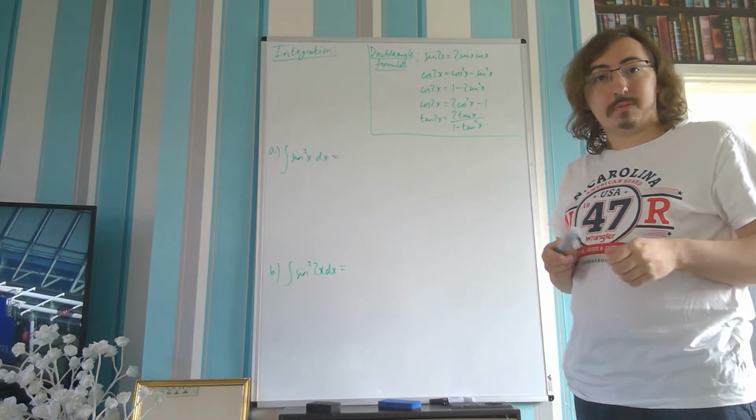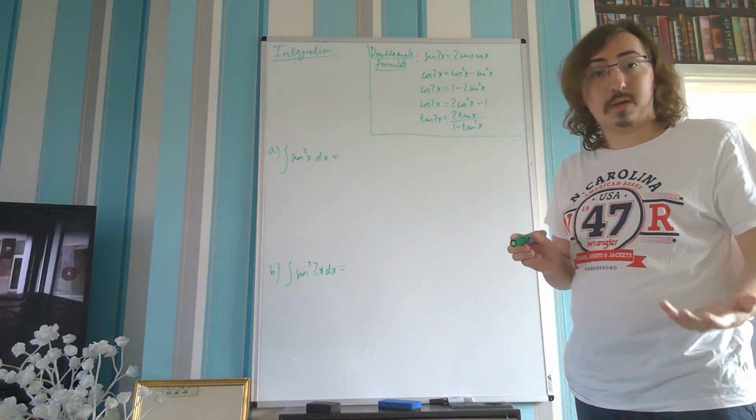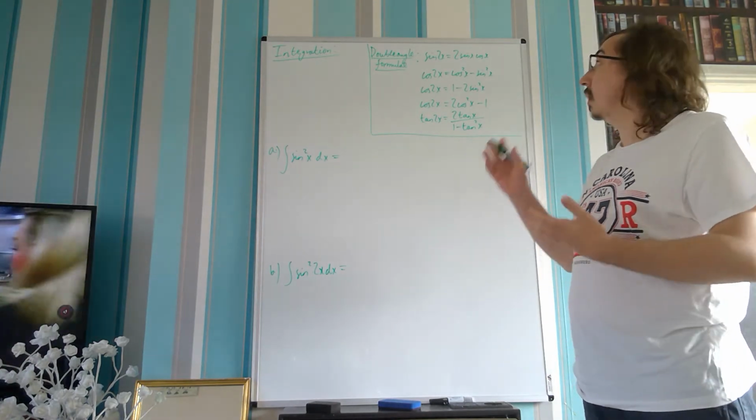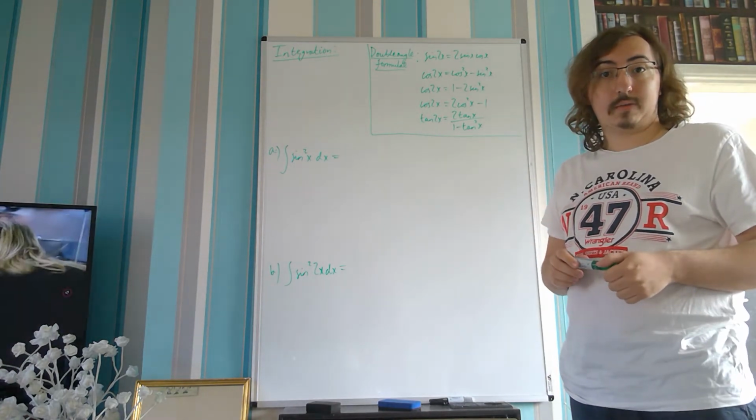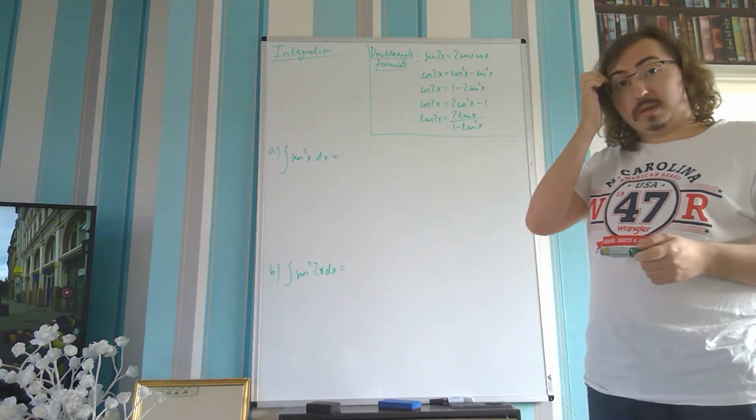Now, as a reminder, you're not given the double angle formulas in the formula sheet. You're given the addition formula and you're expected to use those to find the double angle formula, but I've written them all up in the top right hand corner as a reminder.